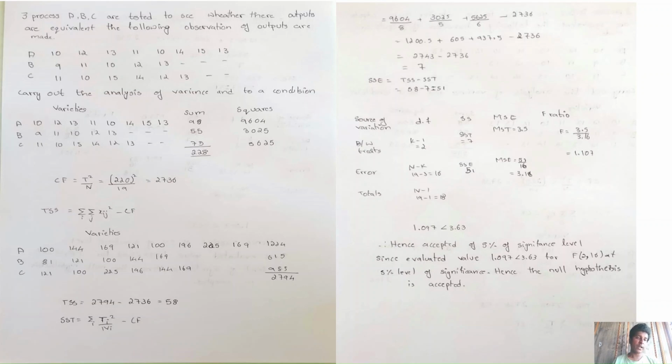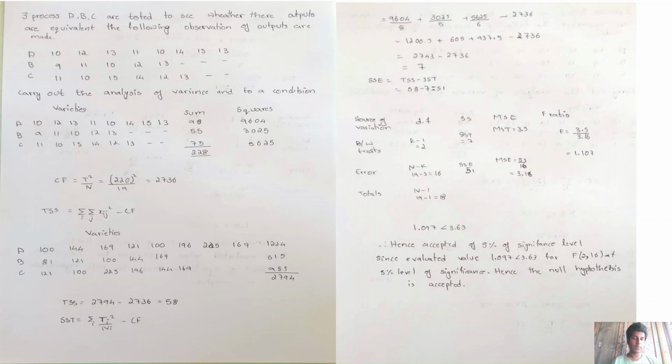Varieties: A 10, 12, 13, 14, 15, 13. B 9, 11, 10, 12, 13. C 11, 10, 15, 14, 12, 13. You have to add all the sums, and the sums are 98, 55, 75. Then you sum up the total. The total becomes 228. The square of 98 is 9604. The square of 55 is 3025. The square of 75 is 5625.